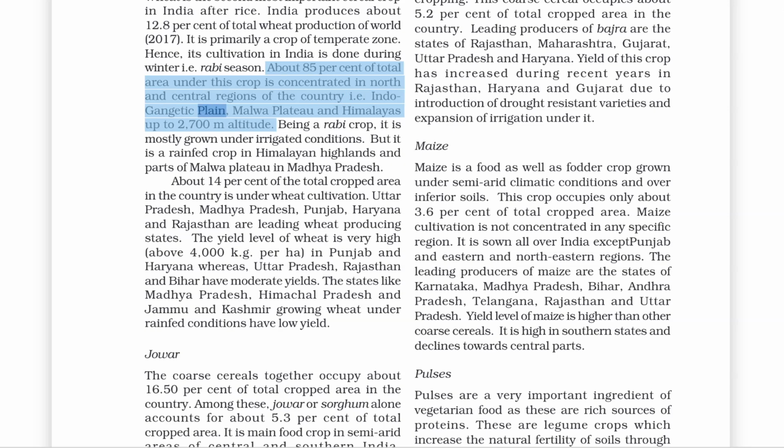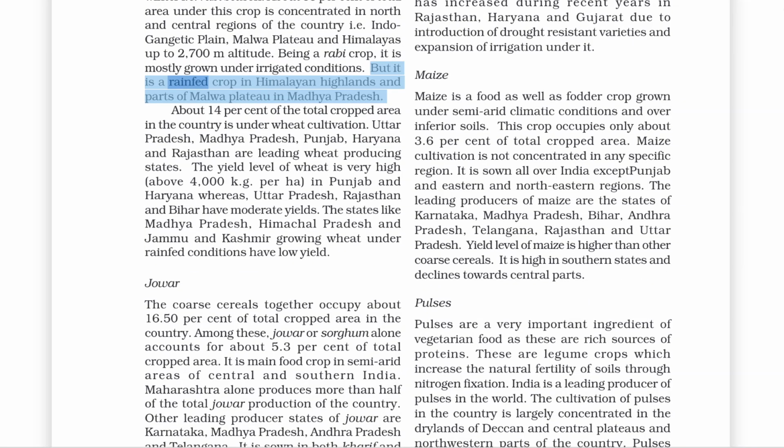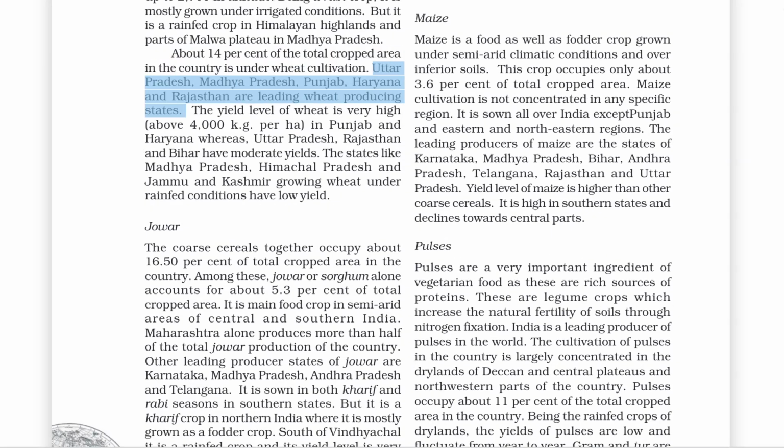i.e. Indo-Gangetic Plain, Malwa Plateau, and Himalayas up to 2,700 m altitude. Being a Rabi crop, it is mostly grown under irrigated conditions. But it is a rain-fed crop in Himalayan highlands and parts of Malwa Plateau in Madhya Pradesh. About 14% of the total cropped area in the country is under wheat cultivation. Uttar Pradesh, Madhya Pradesh, Punjab, Haryana, and Rajasthan are leading wheat-producing states.